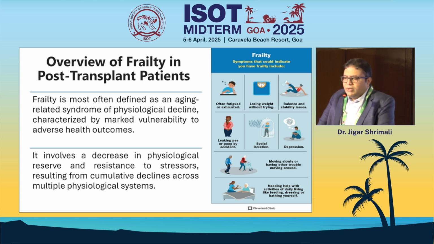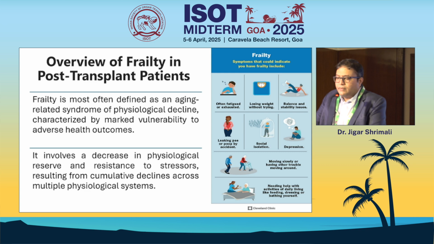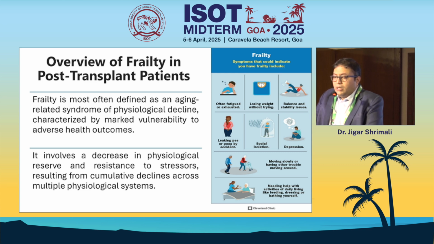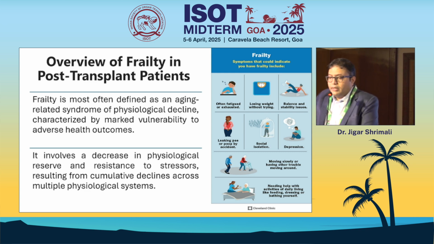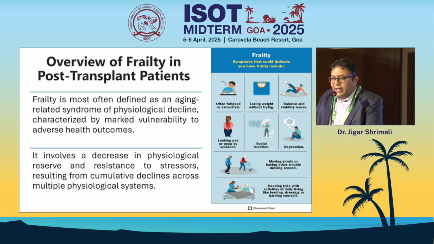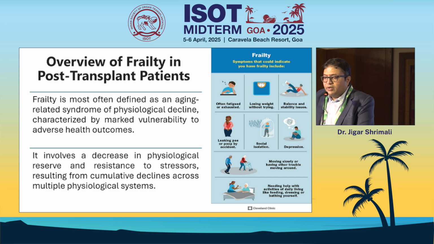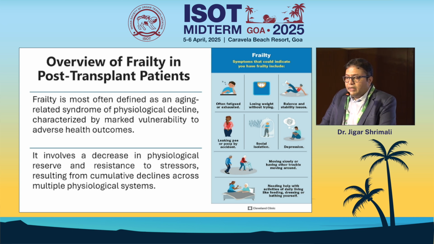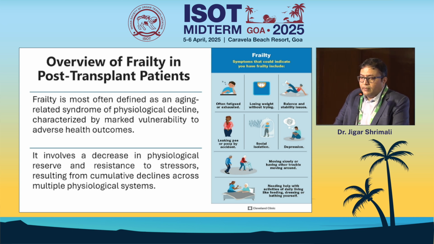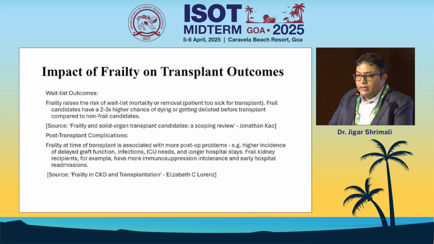On the right side of the slide, we can see the key symptoms that suggest frailty, such as persistent fatigue, unintentional weight loss, balance problems, falls, instability, issues like incontinence, depression or social isolation, mobility issues, needing support to walk, and needing help with daily tasks like feeding, dressing or bathing. These signs are common in post-transplant patients, and they indicate that we need to shift our focus from just managing immunosuppression to also addressing functional health and frailty.